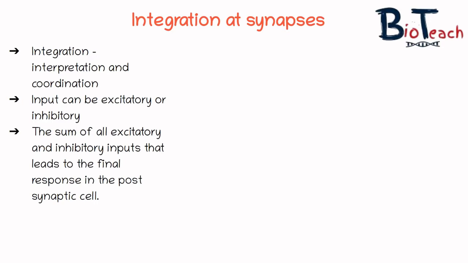The nature of synaptic transmission in the nervous system allows what we call the integration of inputs from many sources. Here we're talking about the interpretation and the coordination of these messages. You can have excitatory inputs, which basically will cause depolarization of the next neuron, or you can have inhibitory inputs, which basically stop the action potential from being generated in the next neuron.